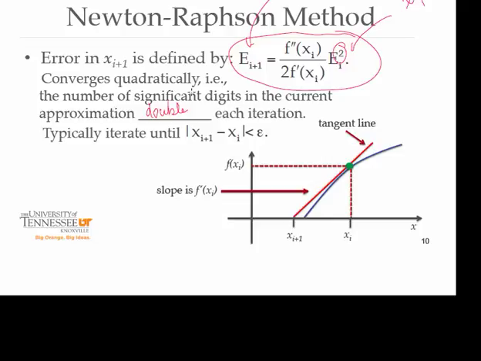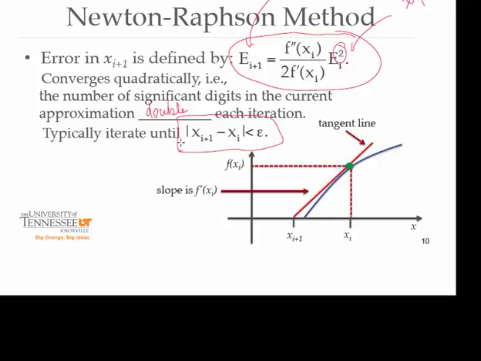And again, just like we had with incremental search and bisection method, you are still using some tolerance value to stop, so that when the iterates become relatively close up to a value of epsilon, you would stop.